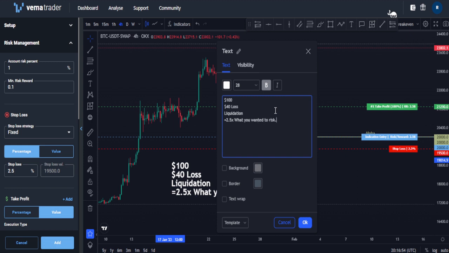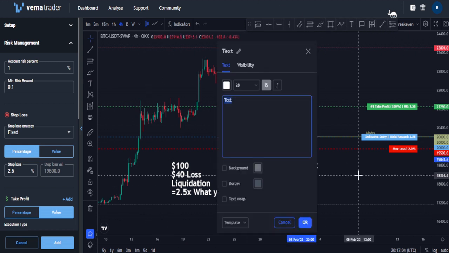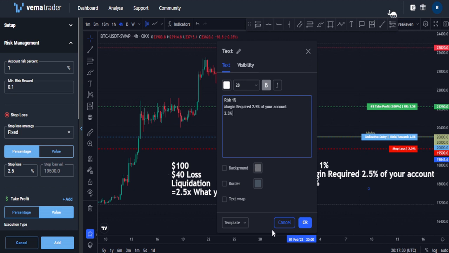Right? Because you wanted to risk 1% of your account. In fact, let's start a new text box. You wanted to risk 1%. The margin required will usually be somewhere around 2.5% of your account. So worst case, you lose 2.5%, right? If you get liquidated because of a highly volatile move or whatever the case is, you're looking at about 2.5%. So obviously it is worse than losing 1%, but it's not awful, right? 2.5% is a manageable loss.